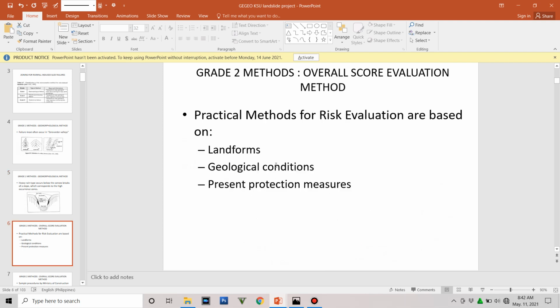So for the grade 2 method, this is the overall score evaluation method. The practical methods for risk evaluation are based on the landforms, geological conditions, and present protection measures. There are a lot of research products that developed overall score evaluation methods, or grade 2 methods.